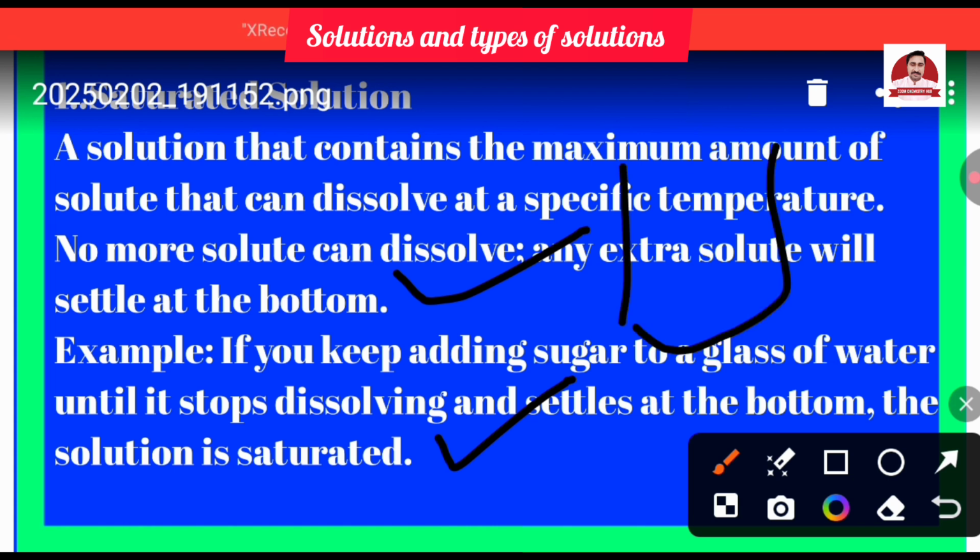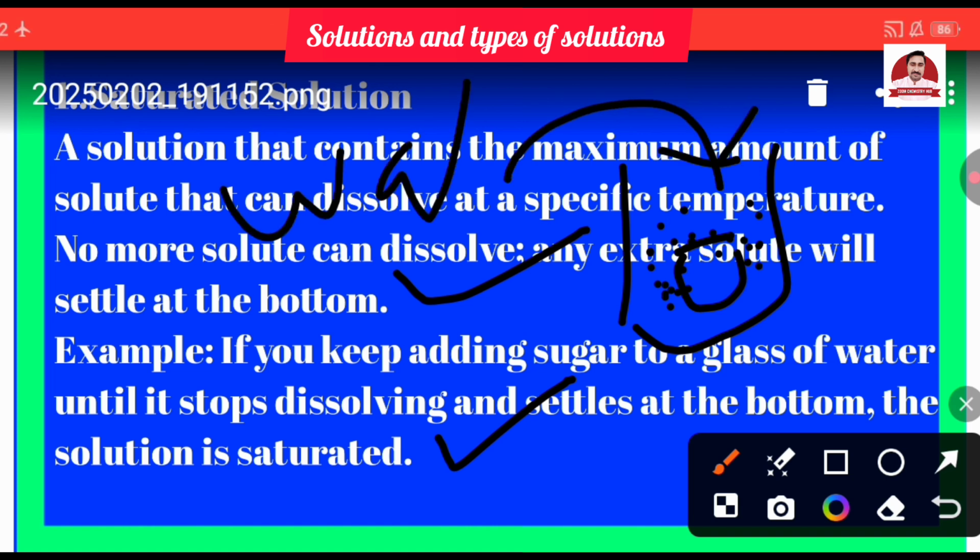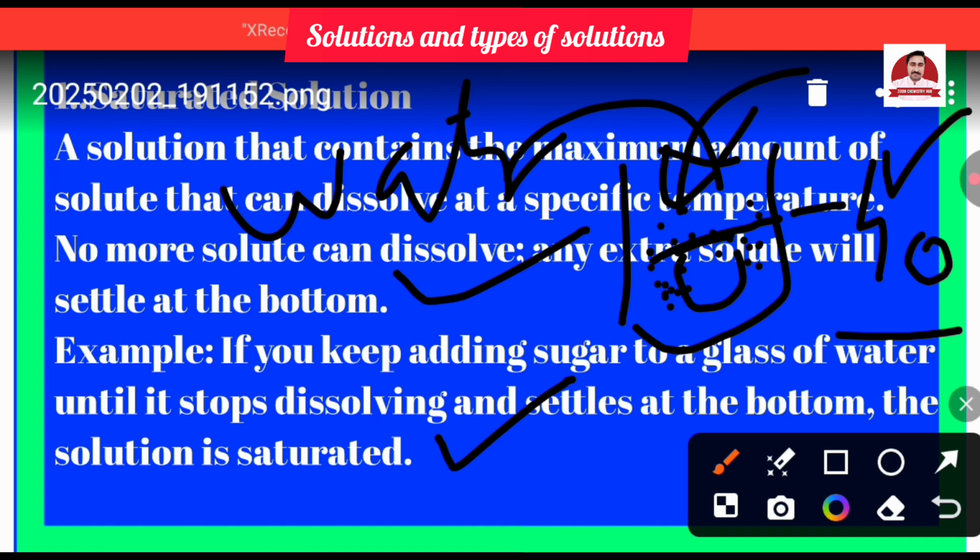That is to say, if we take a beaker and pour some water, a glass of water, into it, and its temperature is about 40 degrees centigrade, and we add sugar to this, when more sugar stops dissolving at this temperature, this is called a saturated solution.